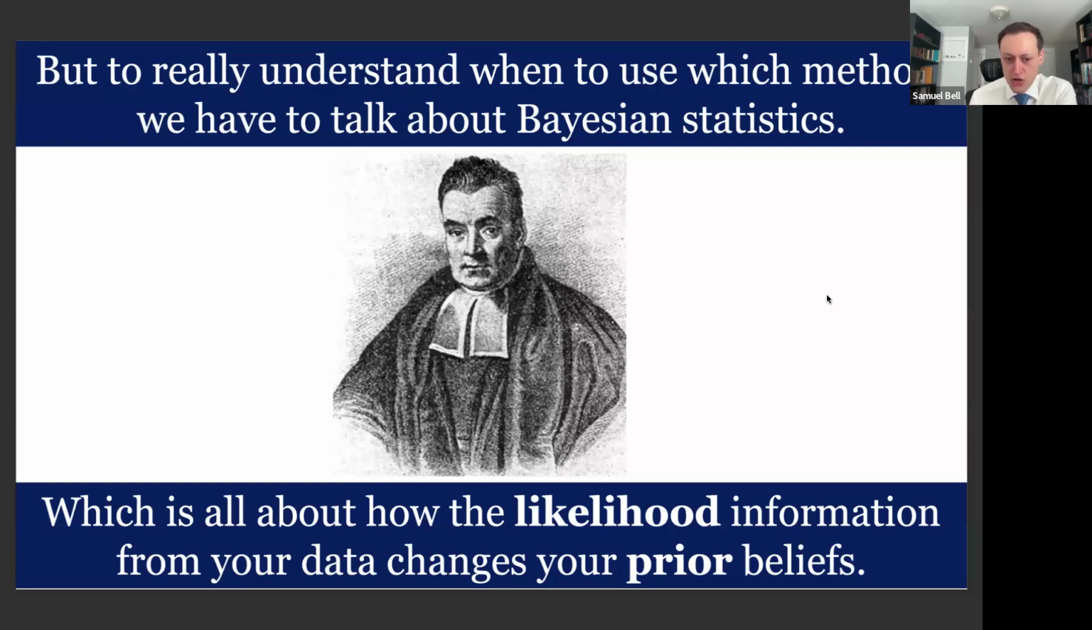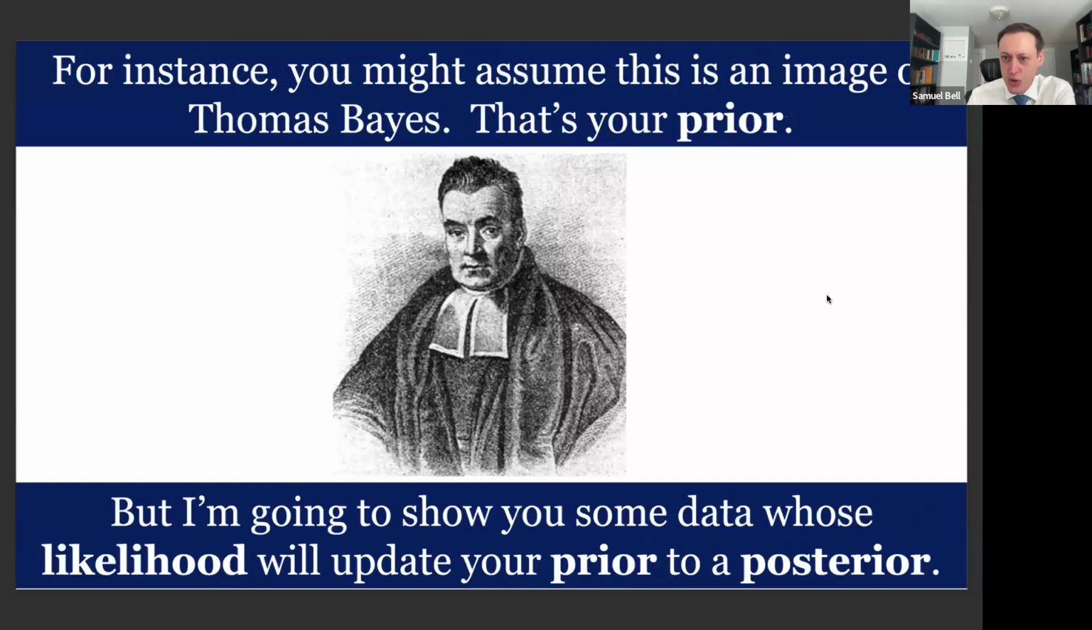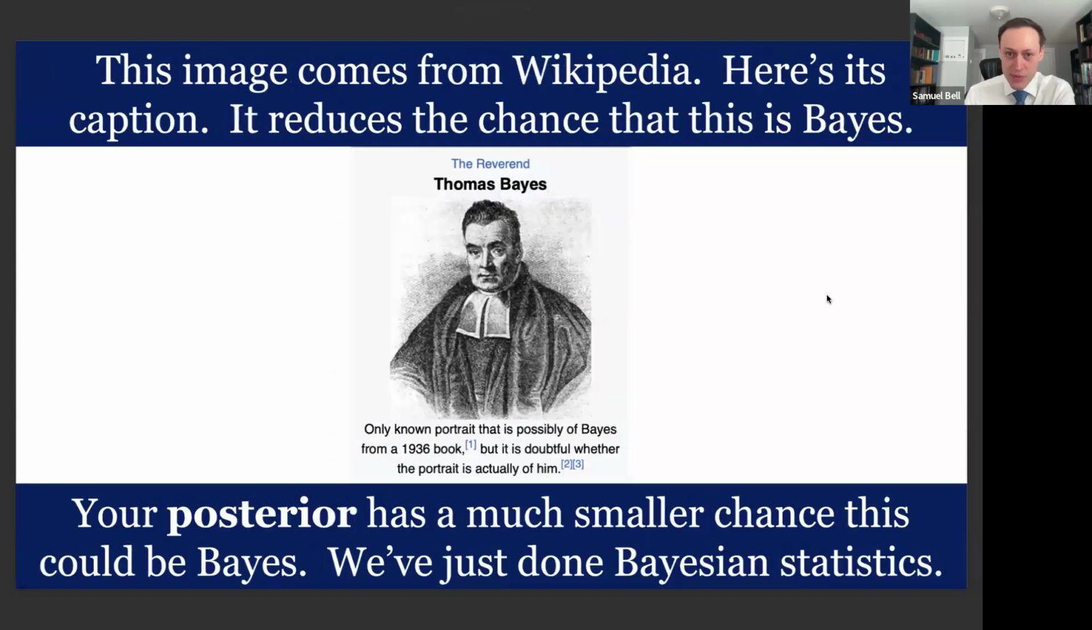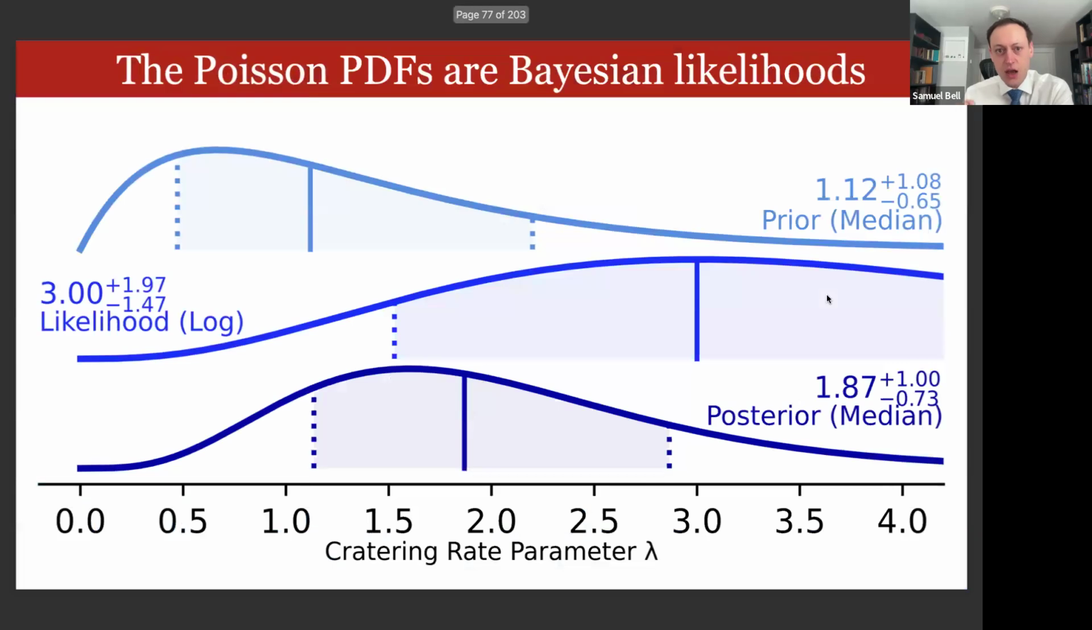all about how the likelihood information from your data changes your prior beliefs. For instance, you might assume this is an image of Thomas Bayes. That's your prior. But I'm going to show you some data whose likelihood will update your prior to a posterior. This image comes from Wikipedia. Here's its caption. It reduces the chance that this is Bayes. Your posterior has a much smaller chance that this could be Bayes. We've just done Bayesian statistics. The Poisson PDFs are Bayesian likelihoods.